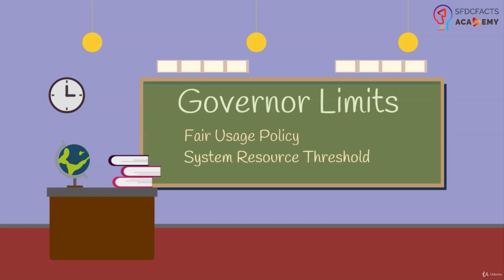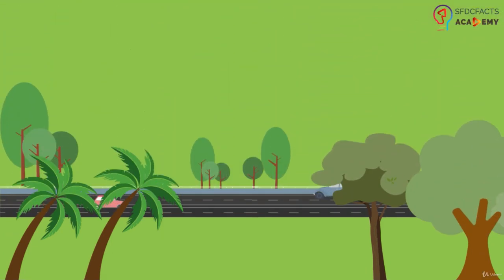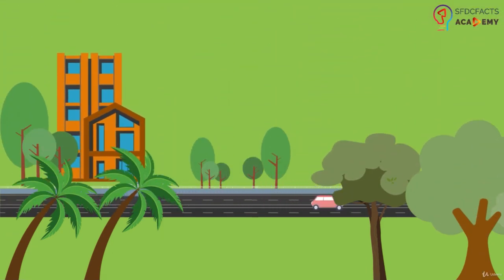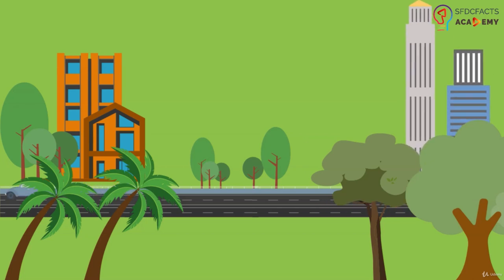So it doesn't matter if you are a small company of 10 people or a big multinational company with 1000 plus users. Both these companies should get access to a fair amount of cloud resources. So let's say Salesforce has two customers on the same server. The first one is Umbrella Corporation and another one is Stark Industries.